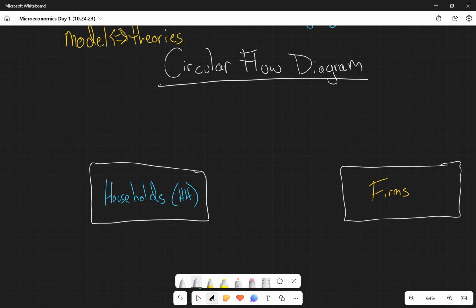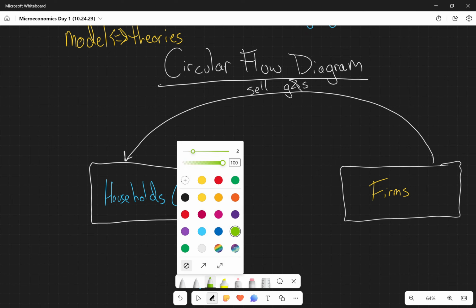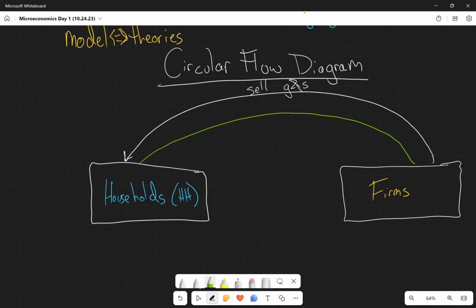Well, one of the things that we know is that firms sell goods and services to households. And then what do households do? Households pay for those goods and services. They pay it with dollars, right? They pay it with money for those goods and services.